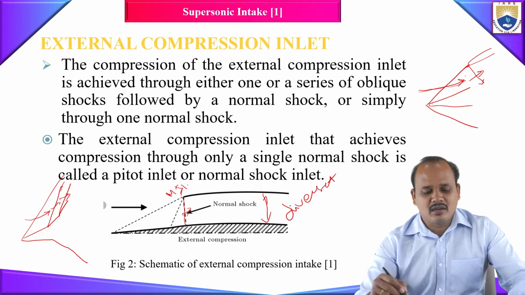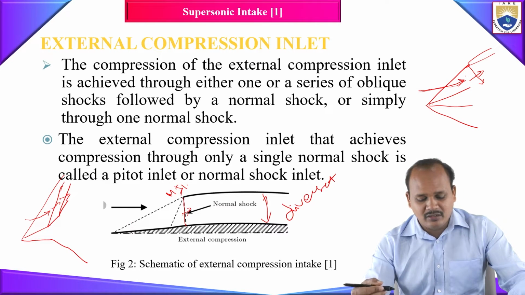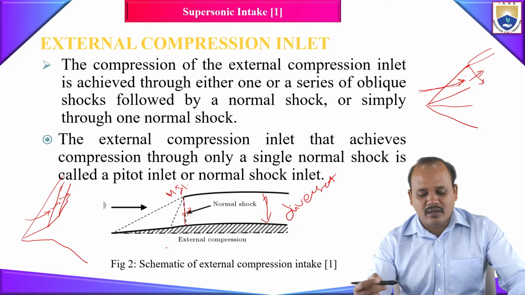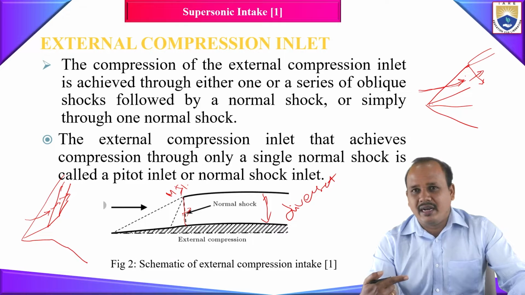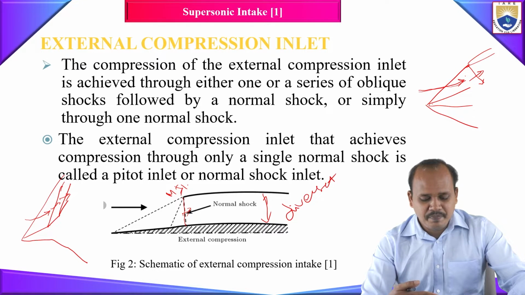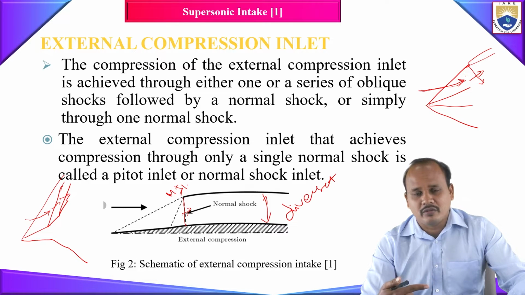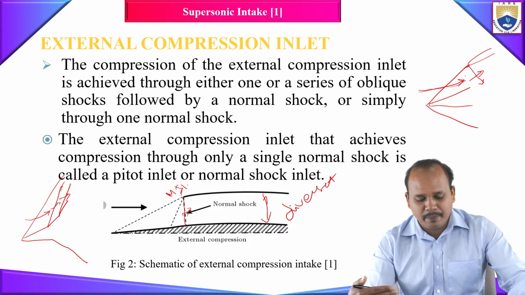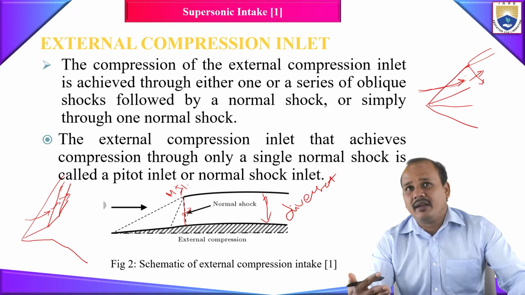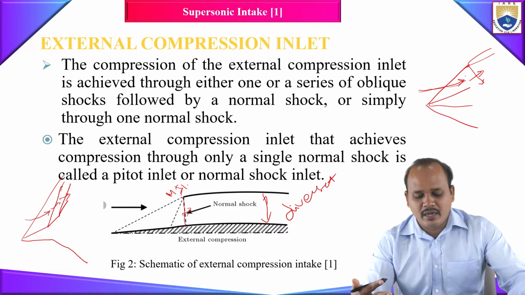Okay, so this external compression intake, you might have seen in the ramjet engine, especially in the SR71, that is Blackbird. In that ramjet engine, you might have seen this spike protruding outside of your engine. That spike is to produce the oblique shock wave or series of oblique shock waves, so that your high supersonic flow will be slowly reduced to low supersonic, and when it is passing through the normal shock wave, it will become subsonic.